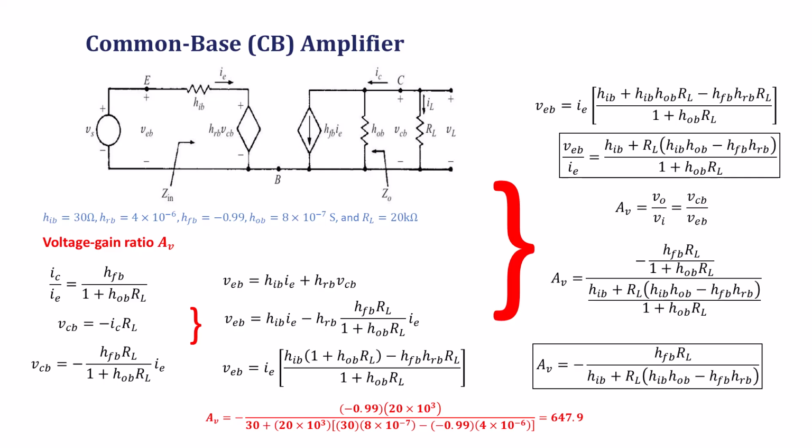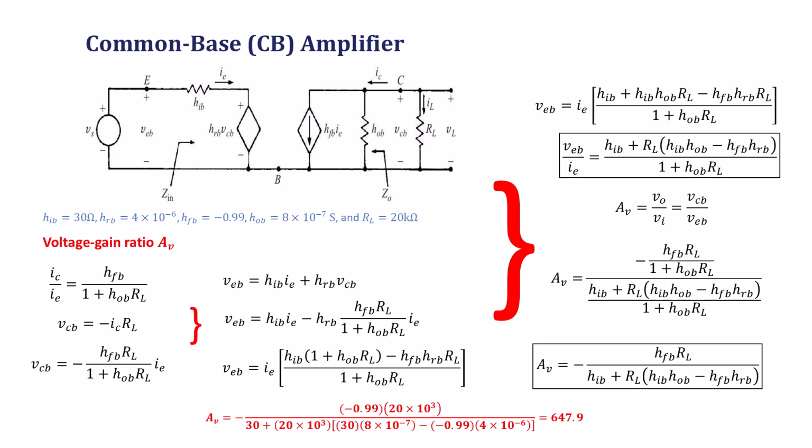The voltage gain is defined as AV equals VO over VI, which here is VCB over VEB. Dividing our two expressions and simplifying, we arrive at AV equals negative HFBRL divided by HIB plus RL times the quantity HIB HOB minus HFB HRB.